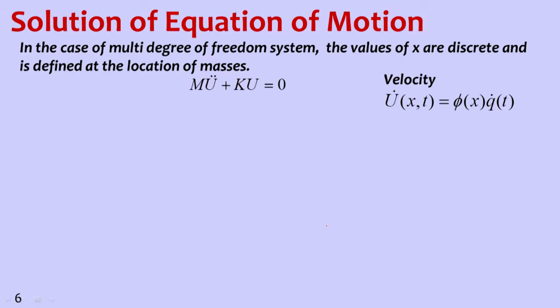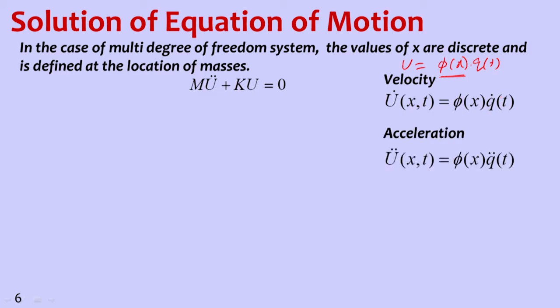Now if u is equal to phi of x and q of t, how do we define velocity? We differentiate it once. Since phi is a space quantity, we cannot differentiate it, it will remain there. Then q becomes q dot of t. Then acceleration u double dot of x comma t is equal to phi of x q double dot of t.